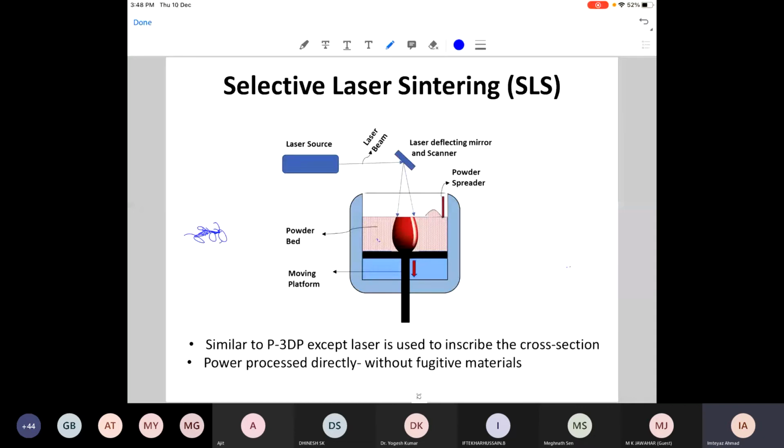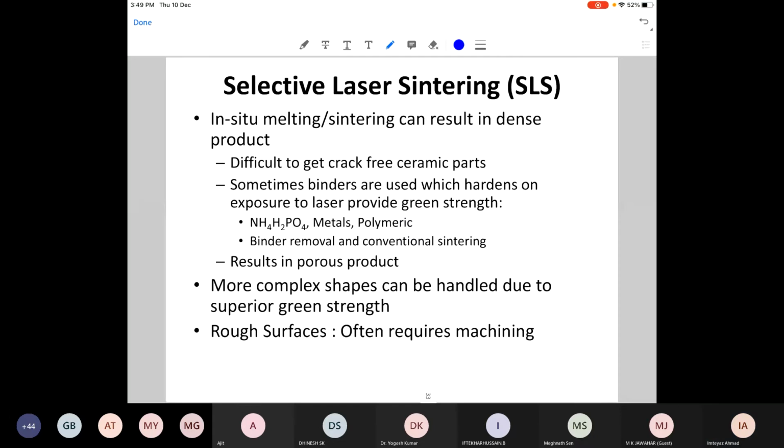That's why it is called selective laser sintering. The best part of this particular method is it does not need any feed preparation. You can have any kind of powder and just sinter it directly. But the problem is it generally results in a porous product. I will tell you why.